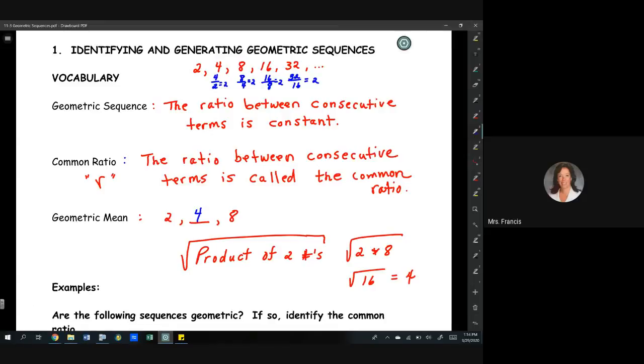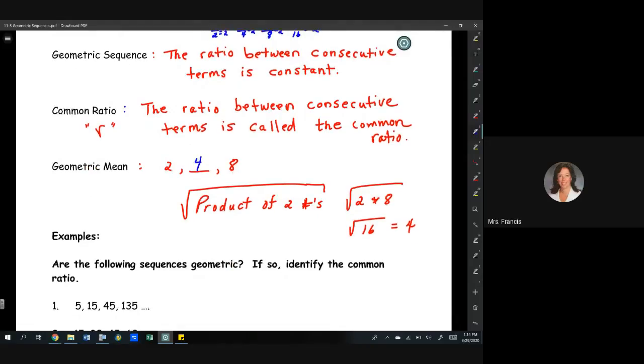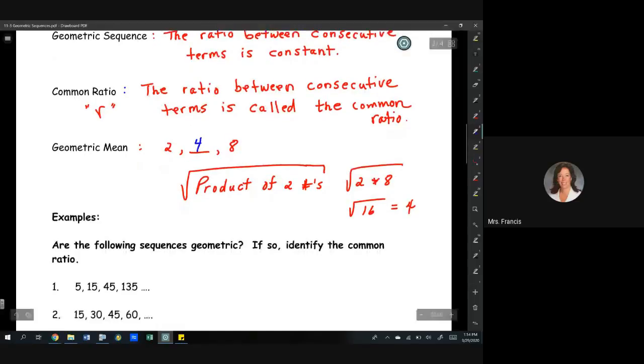There it is. All right, so the geometric mean is the square root of the product of those two numbers, and we'll do some more practice on that on the last page.